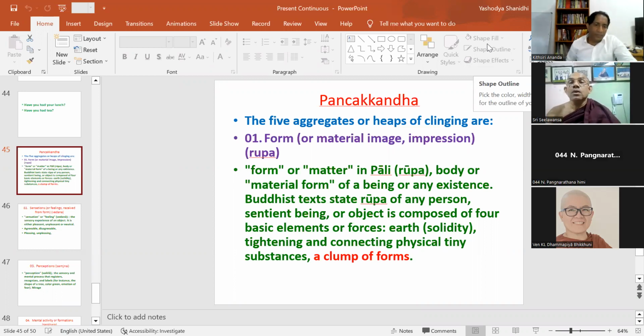In Buddhist texts, the form is made similar to Penupamankhaya. I think you know that Penupamankhaya. The physical body, the material impression, the material image is compared to a clump of foam, just to emphasize the emptiness of the physical object.